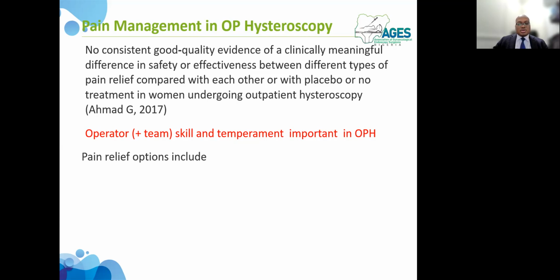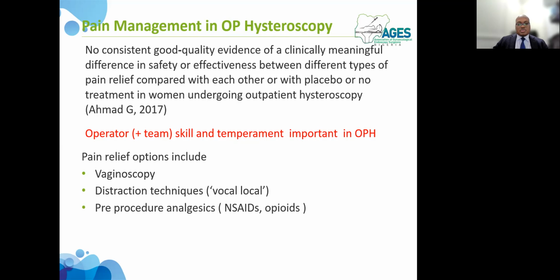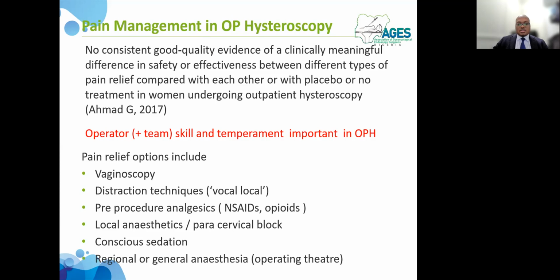However, in order to improve patient experience, the following can be considered: using the vaginoscopic or no-touch approach, distraction techniques or vocal local, using pre-procedure analgesia, either non-steroidal anti-inflammatory medication or tramadol, using local anesthetic or paracervical block, conscious sedation, and of course, regional and general anesthesia if none of the above is suitable, and this is for main operating theater.